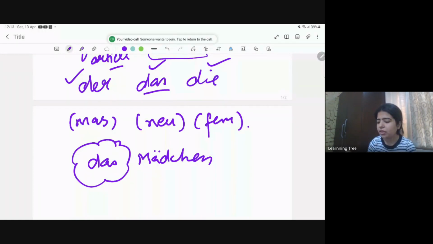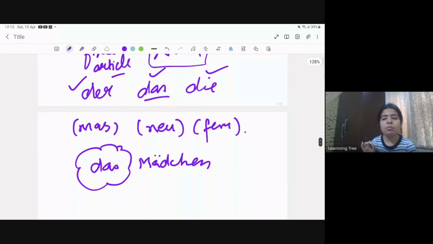So that is why in German it is very, very important for us to know the article of all the nouns. Right? Because again, if you do not know the article, you will get stuck with the gender.